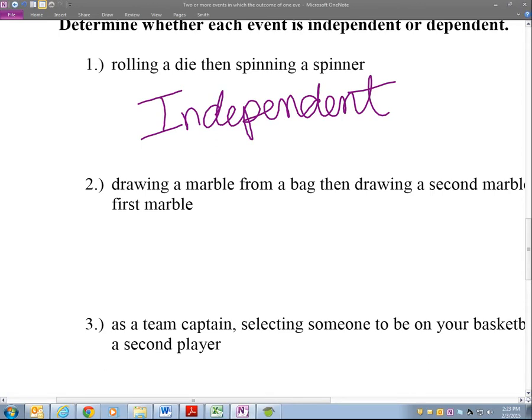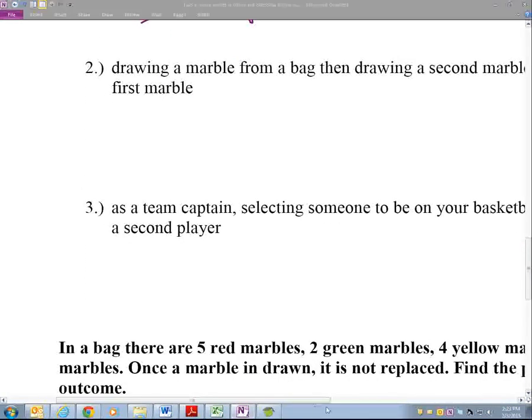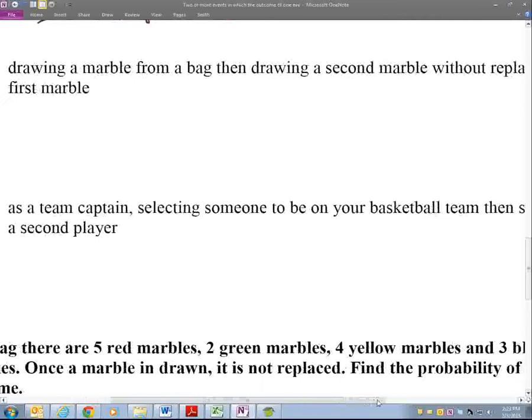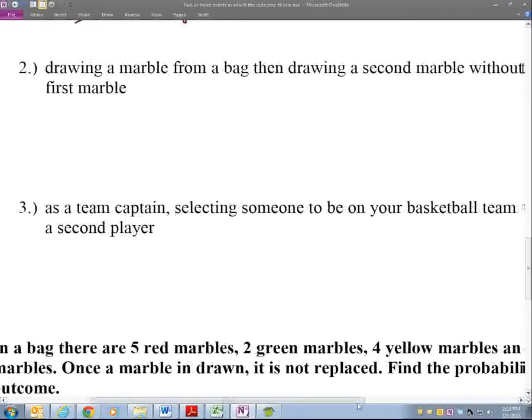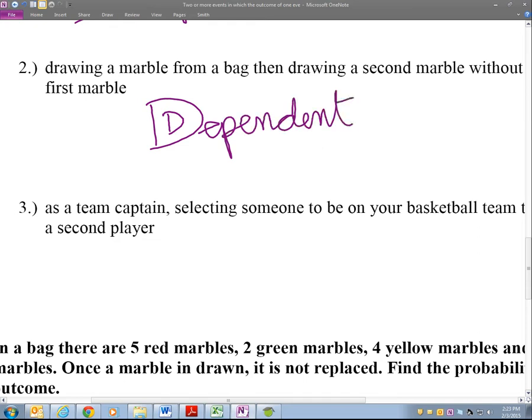How about this one? Drawing a marble from a bag, then drawing a second marble without replacing the first marble. Corey. Dependent. That one is dependent because without replacing the first marble, that's what makes it dependent. It changed since the first situation, so it becomes dependent.